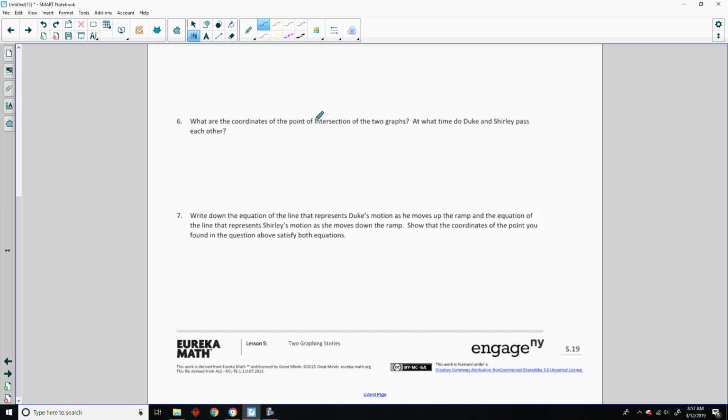Number six, what are the coordinates of the point of intersection of the two graphs? What time do Duke and Shirley pass each other? Well, we were given that. It was the point (24, 4). So it's (24, 4). It says, at what time do Duke and Shirley pass each other? At 24 seconds.